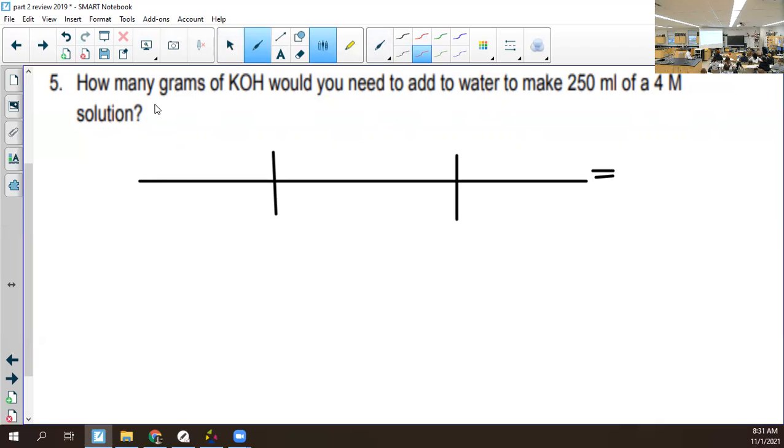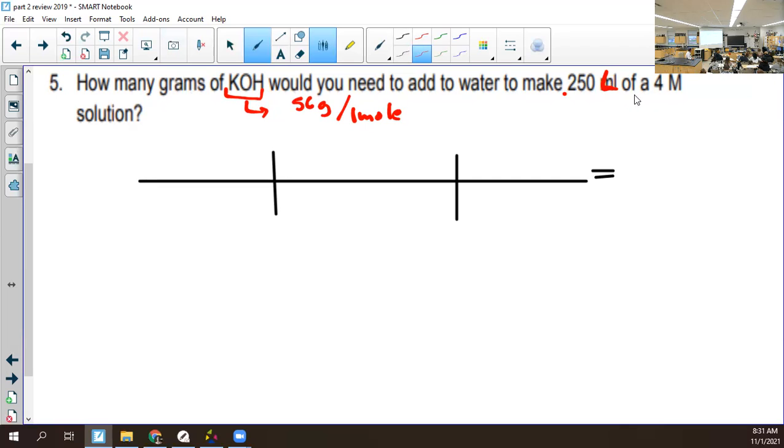It says, how many grams of KOH would you need to add water to make 250 milliliters of 4 molar solution? We have a lot to do here. The first thing I'm going to do is make this liters. Are you okay with that? The next thing I'm going to do is find the molar mass of KOH, which is 56 grams for every 1 mole.